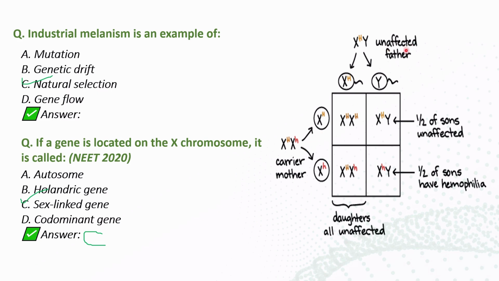When these carrier mothers are infected, like when they come in contact with each other, they'll get these types of results, in which only half of the sons will have hemophilia. So this is the hemophilic chromosome.